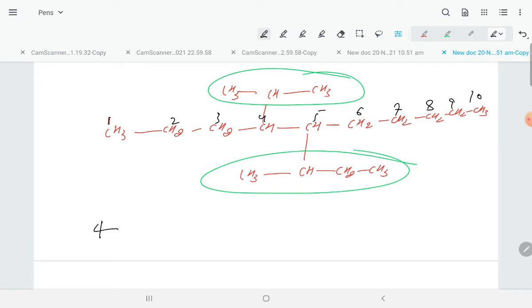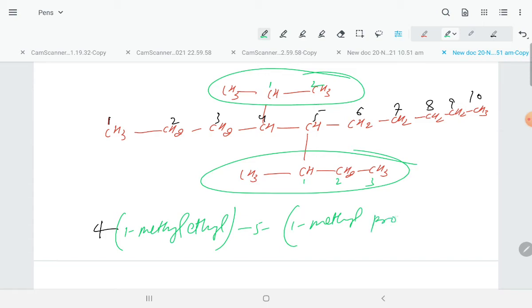So on the fourth position, if you are going this way, 1 and 2, so the fourth position has 1 methyl, right, 1 methyl, then the ethyl group is there, bracket closed, then the 5 position will come. In that one also 1 methyl is there, friend, because this is 1 2 3, 1 methyl, and then propyl will come, bracket closed, and then it will be decane, student. So this is our required answer.